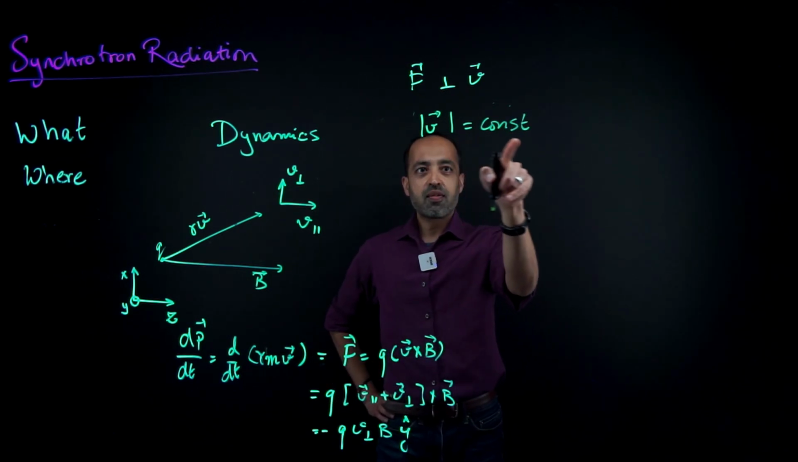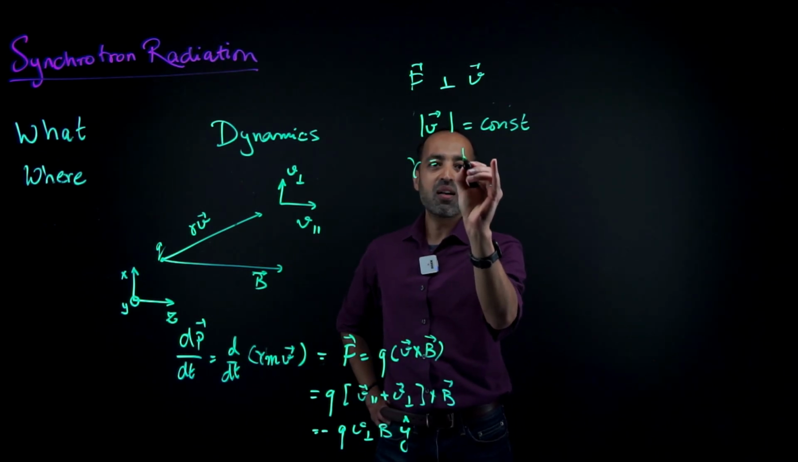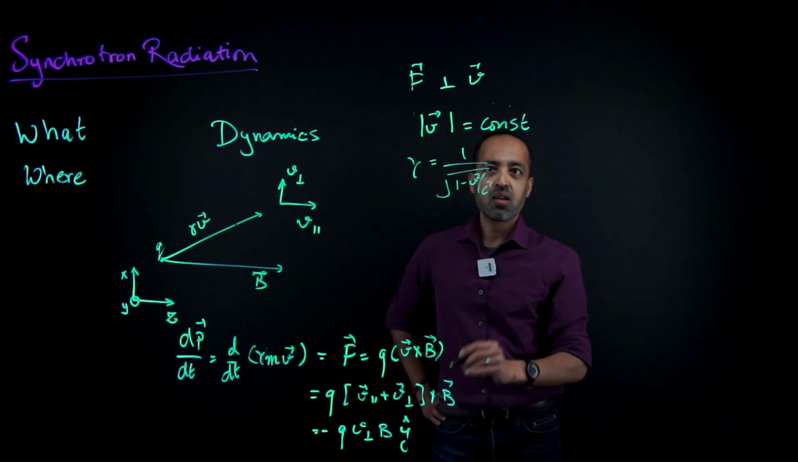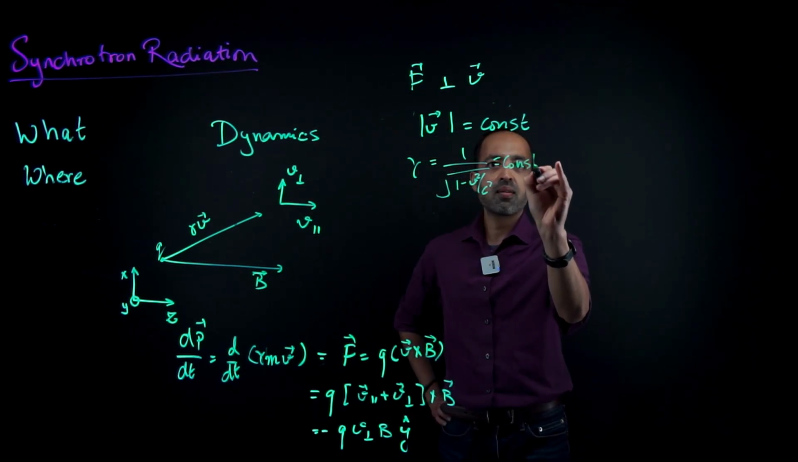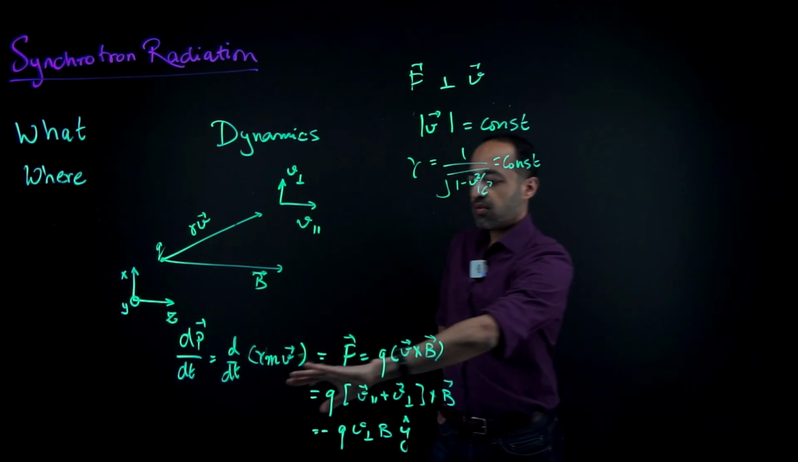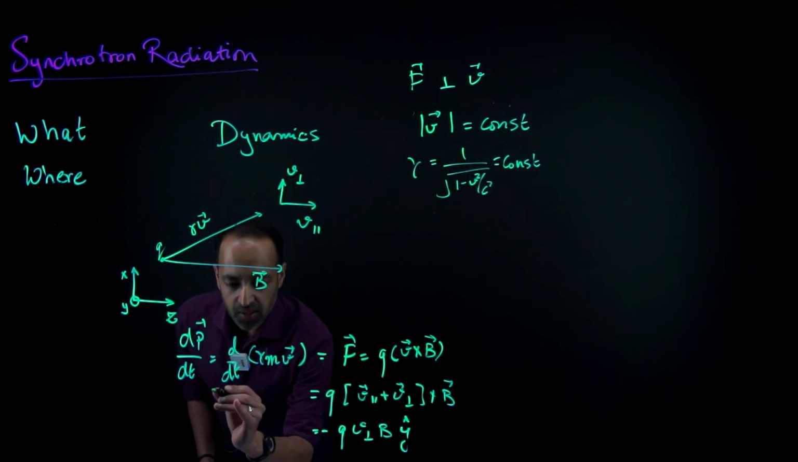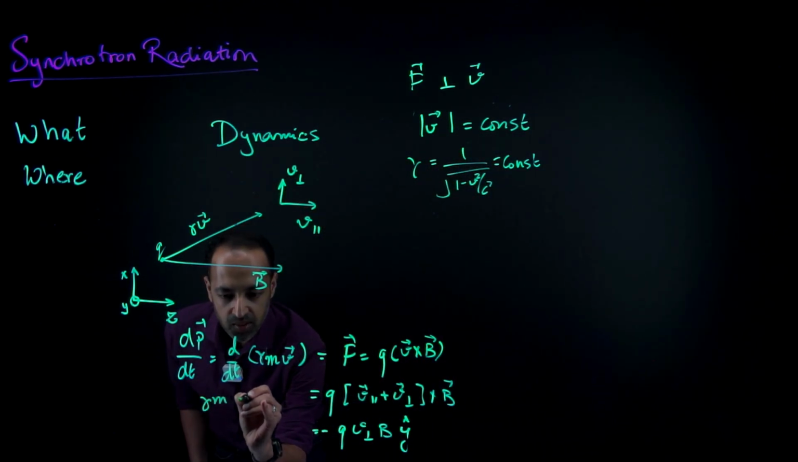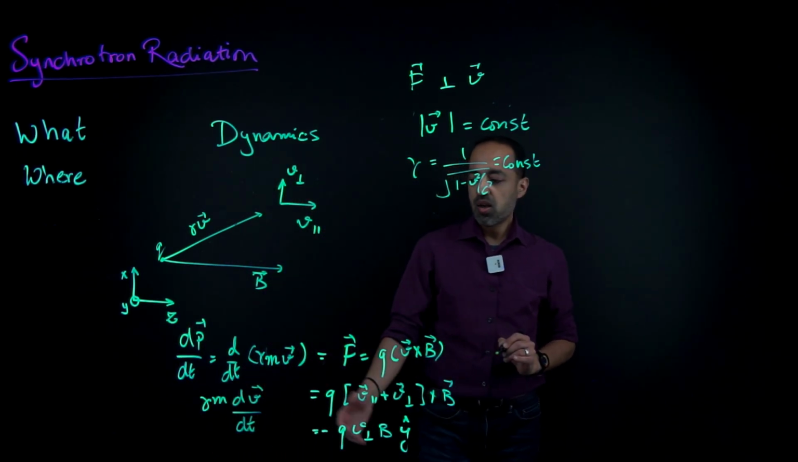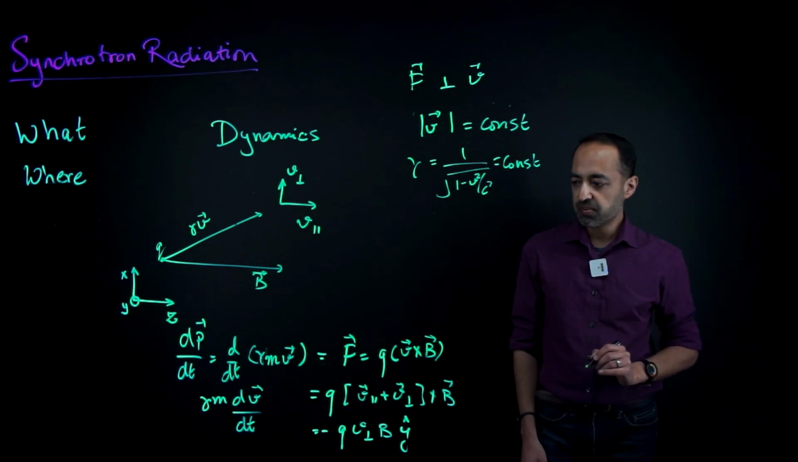So if the magnitude of the velocity remains constant, then gamma, the Lorentz factor, and just as a reminder, is 1 over the square root of 1 minus v squared over c squared, must also remain constant. That allows us, looking at the left-hand side of this equation, to pull the gamma out of the derivative. And so we can write this as gamma m dv/dt. So we have gamma m dv/dt is minus q v perpendicular times B.